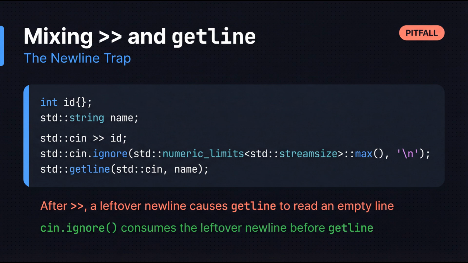The fix is simple. After reading the number, call ignore on the input stream. This clears the leftover newline from the buffer. Then getline works correctly. The pattern looks like this. First, read the number. Then call ignore to clear the buffer. Then call getline to read the text. Without that ignore call in the middle, your text variable would be empty. This catches almost every beginner off guard. Now you know the fix, and you won't forget it.